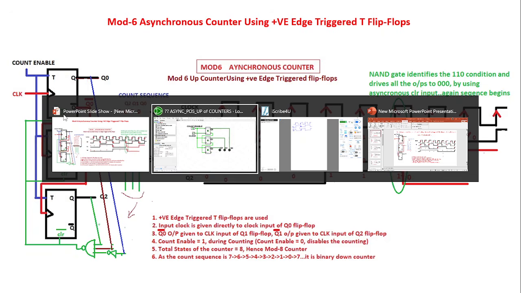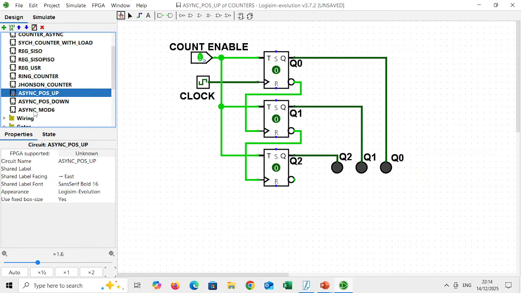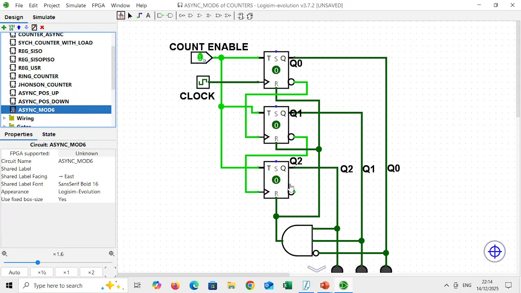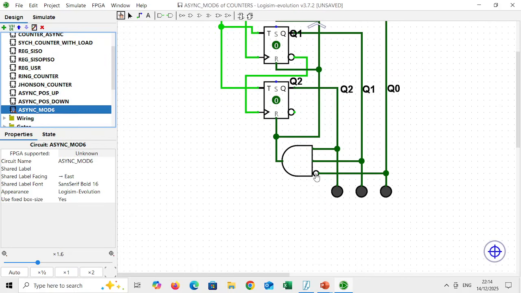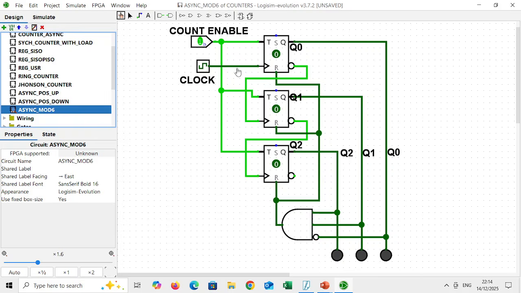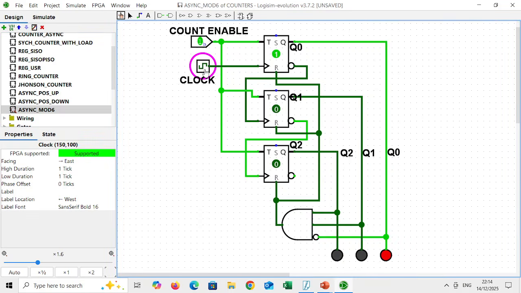Now we'll see the working of that counter. Here, since the clear was active high, instead of a NAND gate, we have used an AND gate. Whenever an inverter is required, we have used a bubble here. That means it's nothing but an inverter. So let's run this counter. Now it starts from 0, 1, 2, 3, 4, 5. 5 is the last state.